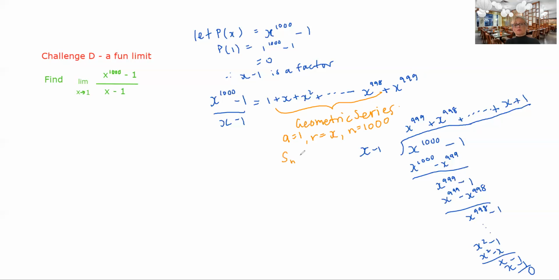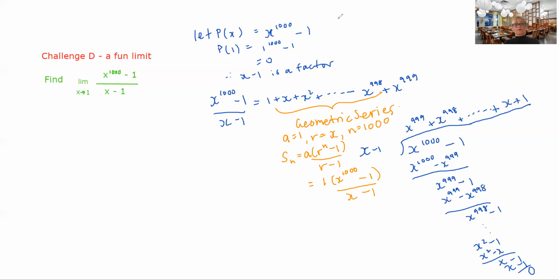Sum to n terms of a geometric series is a times r to the n minus 1 on r minus 1, which of course is 1 times x to the 1000 minus 1 over x minus 1, which is what we started with there. Kind of cool.